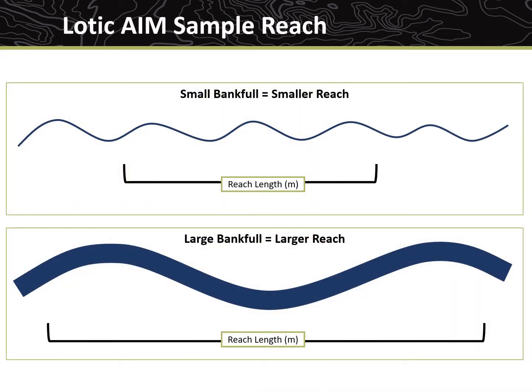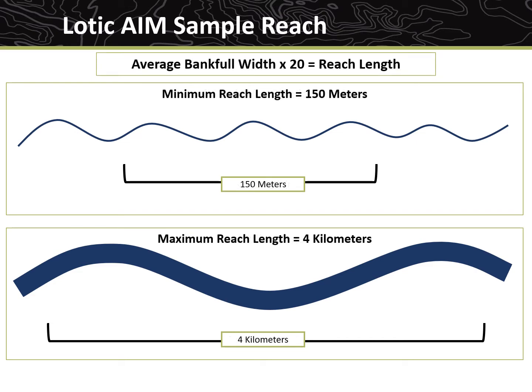Therefore, to capture the complexity for each system, the length of a Lotic AIM sample reach is directly based on a stream or river's average bankfull width. This means that reach length sampled in this protocol scales commensurately with stream width. The average bankfull width is multiplied by 20 to calculate the reach length. However, regardless of the stream size, reaches must be a minimum of 150 meters long to adequately capture geomorphic diversity. Therefore, the minimum reach length is 150 meters. The maximum reach length is 4 kilometers to balance the sampling of geomorphic complexity while ensuring a reach can be sampled in a reasonable amount of time.